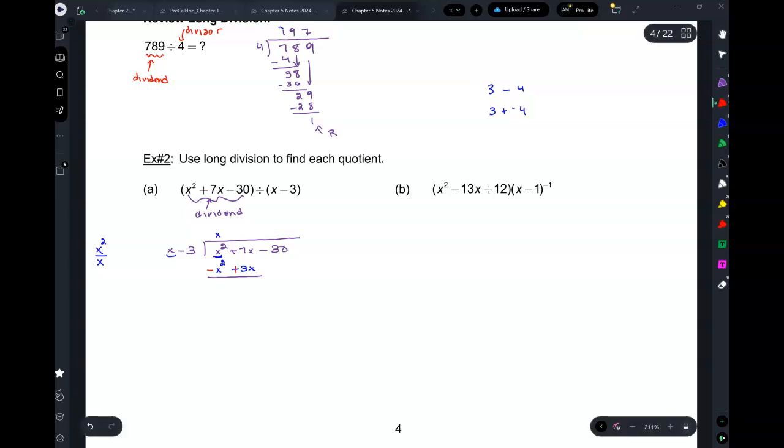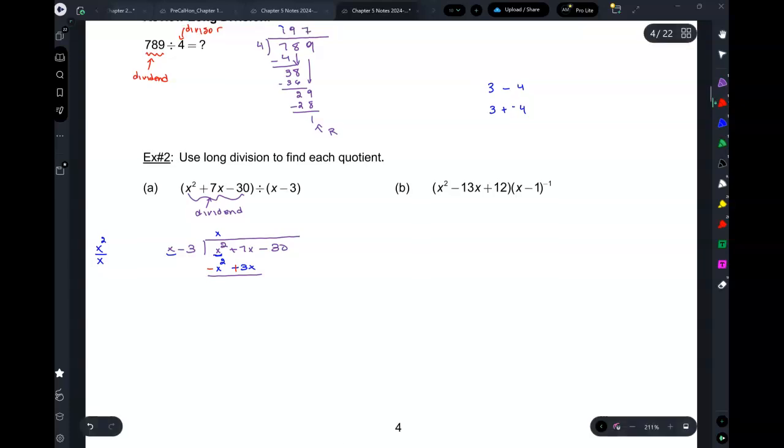So now the x squareds will go away. So I have 10x, and then the 30 comes down.